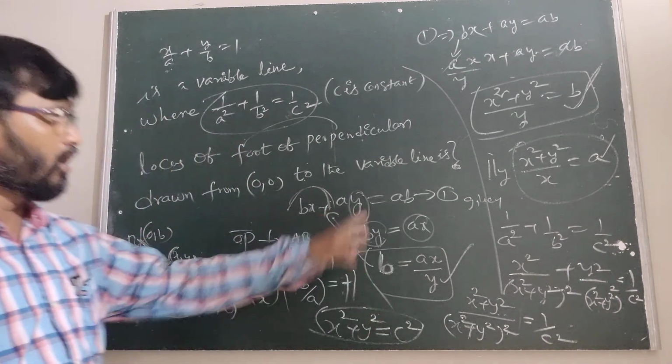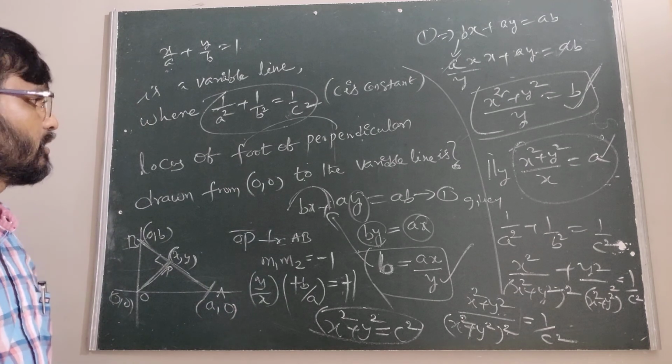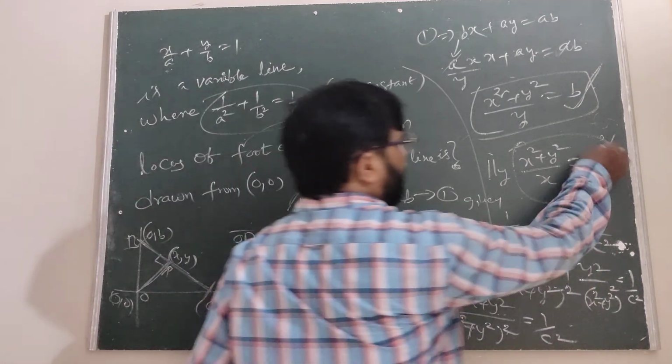Okay. If there is a small confusion, just think logically, we have to get a and b.